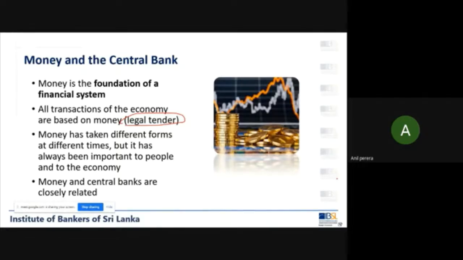Now, in the modern world, money and central banks are closely related. Mostly, money is issued by the central bank. Money is controlled by the central bank. The level of money in the economy is decided by the central bank. Likewise, the central bank has become the sole responsible government institution for money. The central bank is also a government institution. On behalf of the government, the central bank is handling money in the modern world.